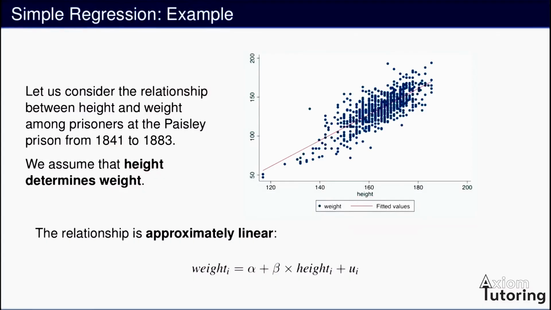Now, when we look at the data, we can see that it seems like a linear relationship fits the data actually fairly well. Of course, you do not get a perfect linear relationship, and that's always the case when you work with data sets in social sciences, but the relationship appears approximately linear. So here we would say that weight, the dependent variable, is equal to alpha plus beta times height, my independent variable, in other words, my x variable, plus my error term.